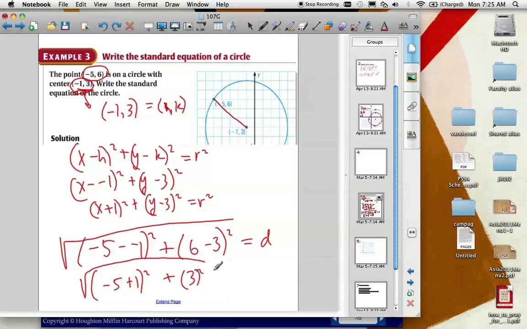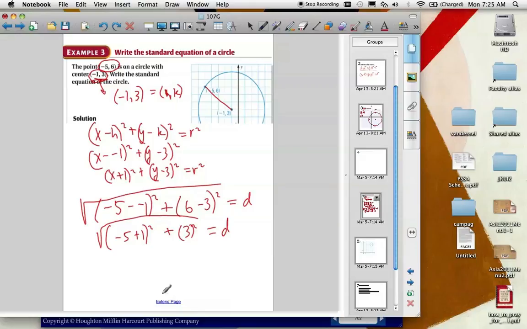Alright, handwriting's getting messier because I'm rushing. So this is -4 squared, which is 16, plus 9. Oh, let's look at this. It is going to be something even. What's the square root of 25? 5. So I go back, I plug in.